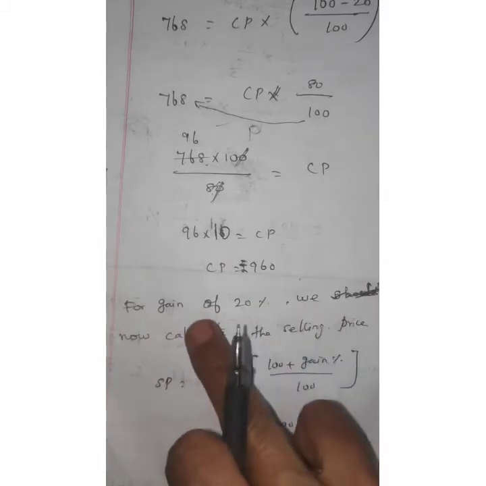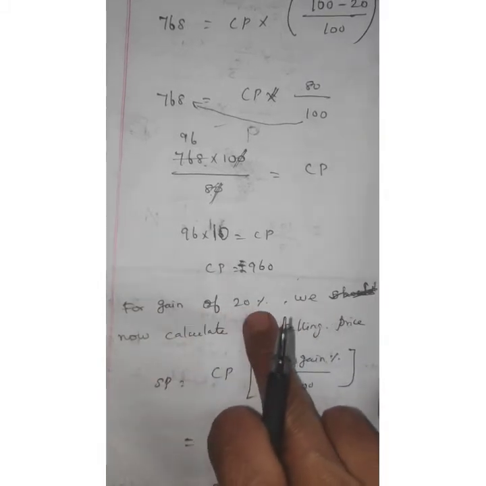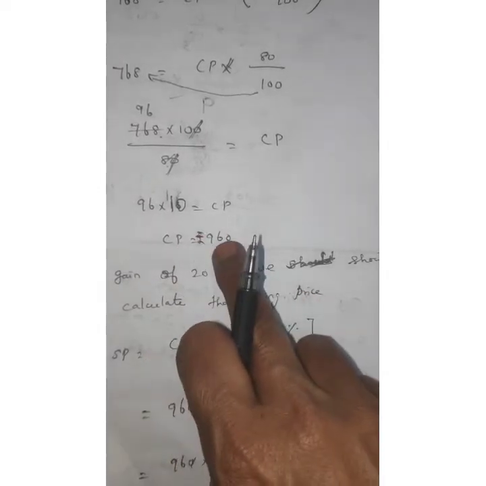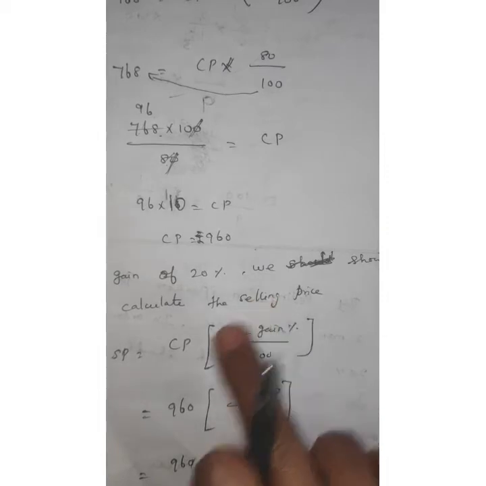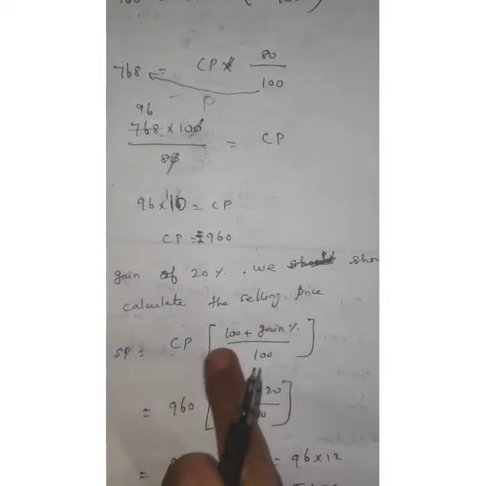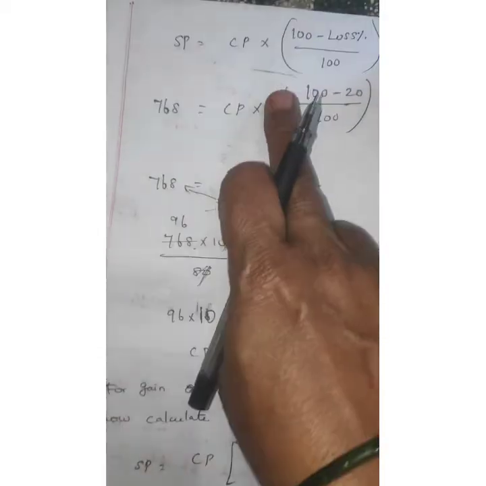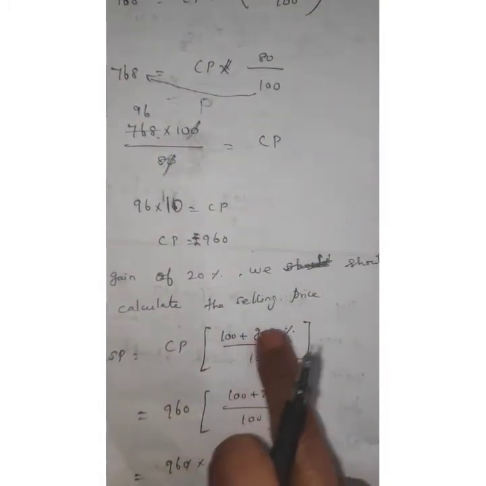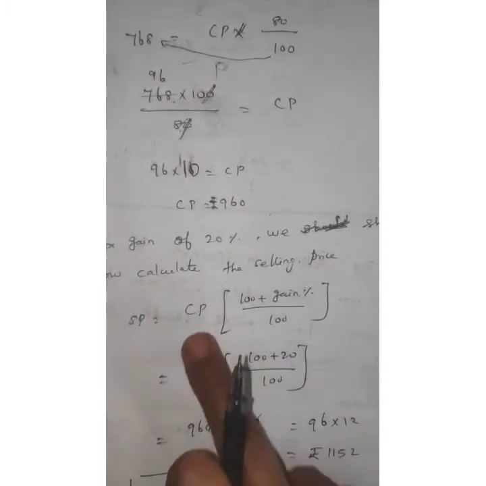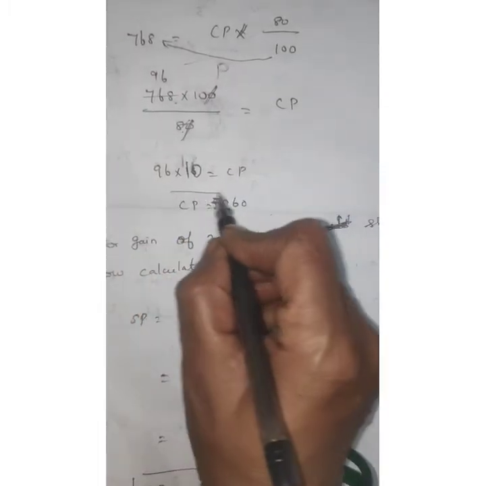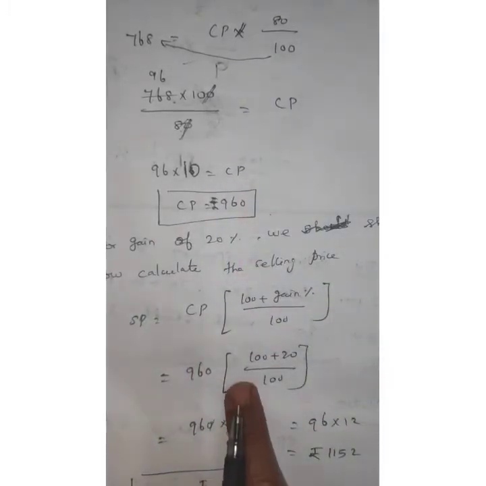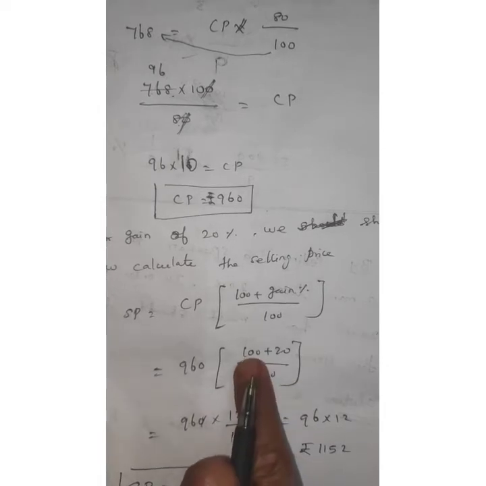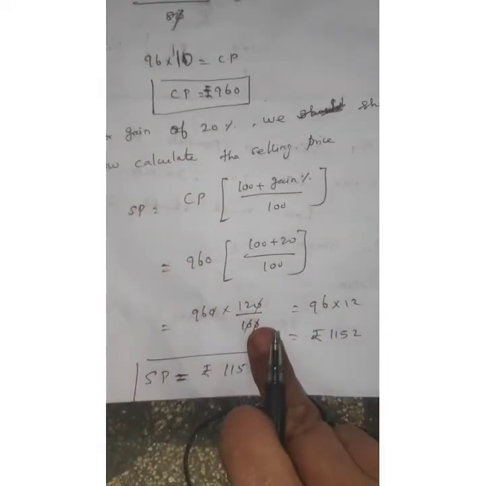For gain, the second step, for the given gain of 20 percent, now calculate the selling price. Now CP value is found. Find the selling price. SP equals CP plus gain. Loss formula is 100 minus loss percentage divided by 100. Gain formula is 100 plus gain percentage divided by 100. CP value equals 960 rupees into, start the bracket, 100 plus 20 divided by 100. 100 plus 20 equals 120.